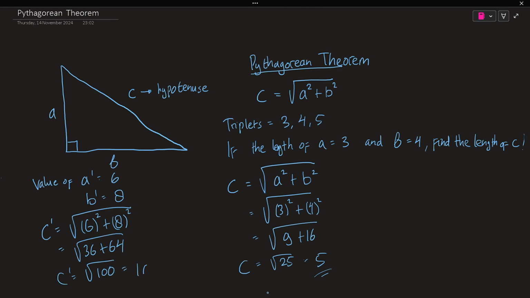which is 10. As you can see, 6, 8, and 10 is a multiple of the first triplet, which is 3, 4, and 5, and it was multiplied by 2. That is the basics of the Pythagorean theorem. We're going to continue in the next video.